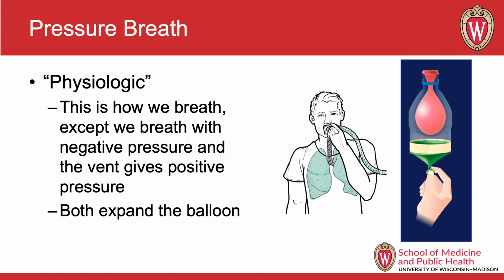This reminds me of elementary school when you hooked up a 2-liter soda bottle to a balloon on the inside and a balloon on the bottom, and you could inflate that balloon by pulling the balloon on the bottom, which is how you and I breathe, by moving our diaphragm down and putting negative pressure on the balloon. But you could also inflate the balloon by blowing it up from the top, which is how a vent breathes. But the physiology is the same. The transpulmonary pressure gradient is equal. Both expand the balloon, and so you can think of pressure breaths as physiologic.